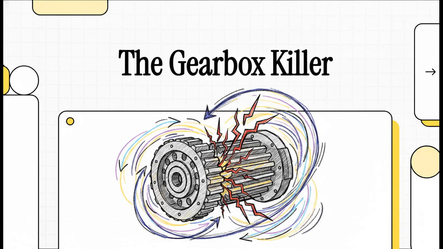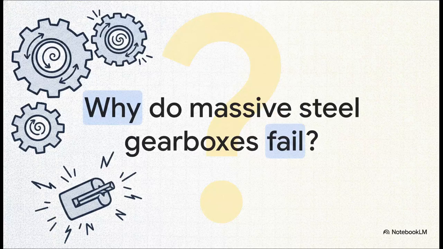Picture this. You've got this giant, incredibly expensive industrial steel gearbox. It's built like an absolute tank, fully engineered to withstand immense forces. But then, out of nowhere, it violently tears itself apart. Why does this happen? What invisible force takes down these mechanical titans? Let's find out. So why do these massive steel gearboxes fail?